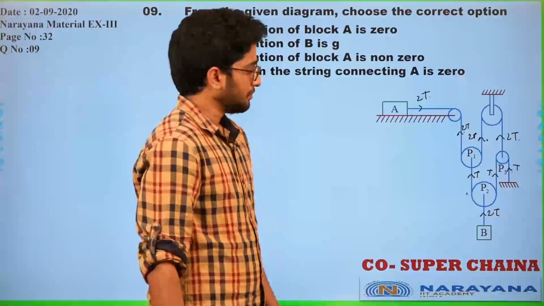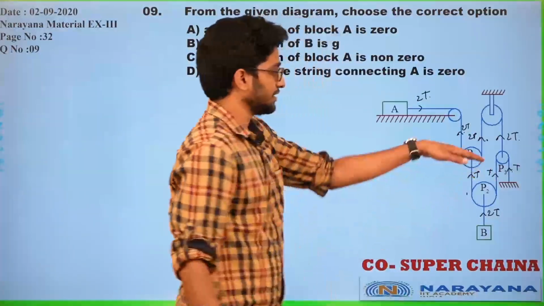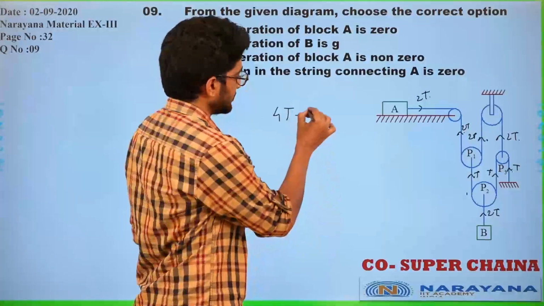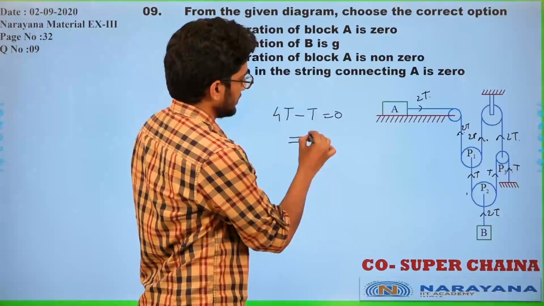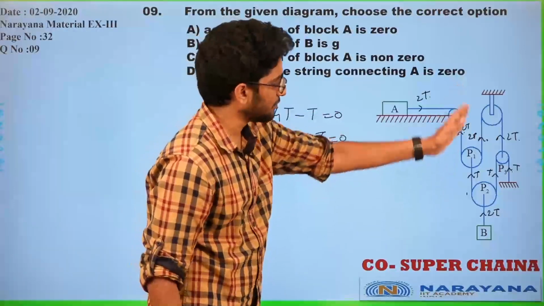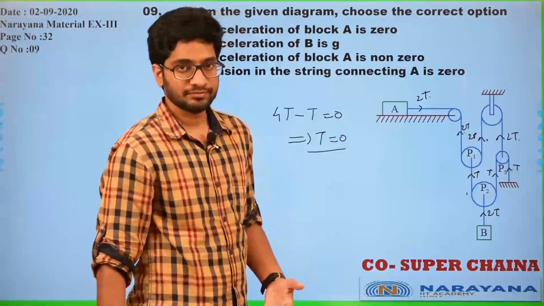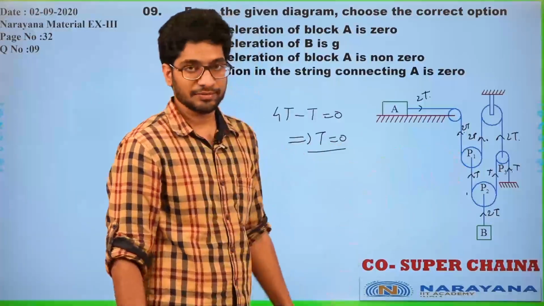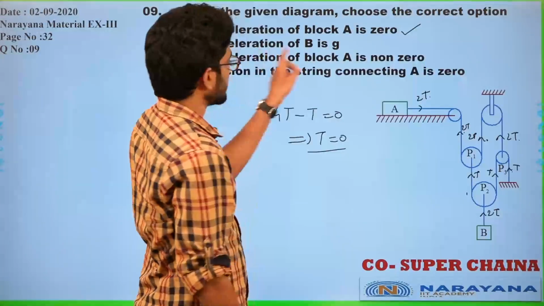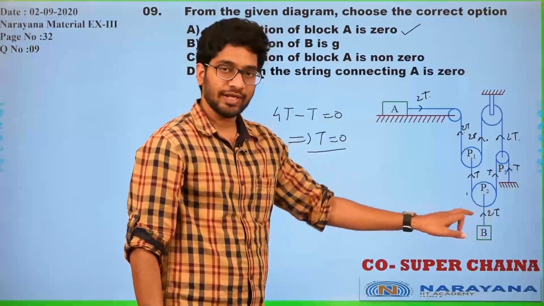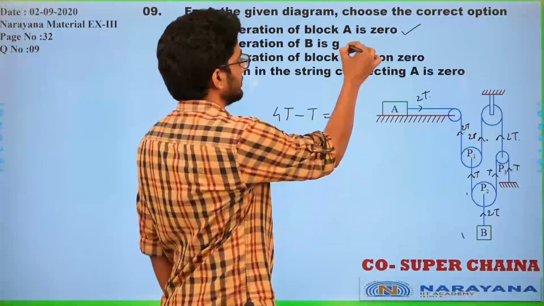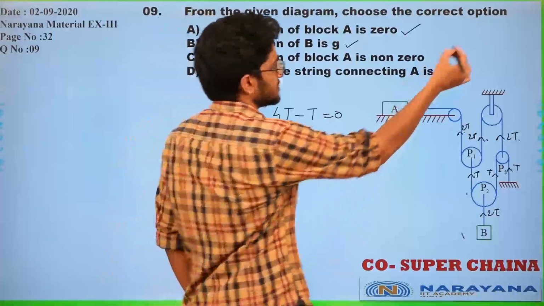Okay. But now on this pulley the net force should be 0, right? The net upward force is 4T, the net downward force is T. So that net force should be 0, which means tension should be 0. The only possibility for this equation to be satisfied, with upward force 4T and downward force T, is that the net force is 0, that is tension should be 0. So tension is 0 means the acceleration of block A is 0. This is correct. Next, the acceleration of block B. So if tension is 0, again on block B only gravity is acting. So if only gravity is acting, its acceleration will be g downwards. This is also correct. So it must be choose the correct options.